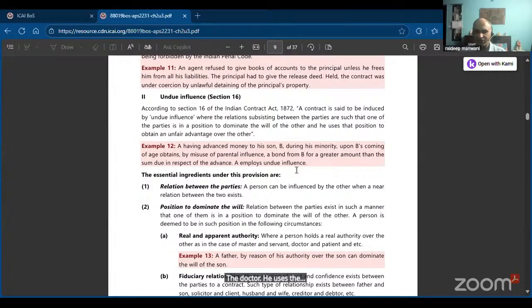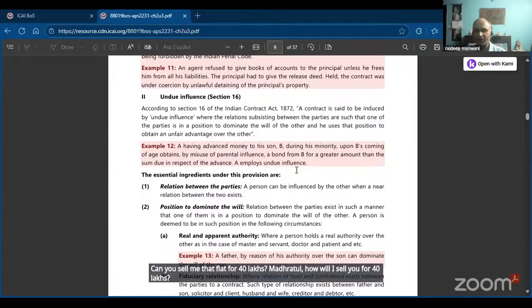He tells Adrut, I heard you have a flat in Rajaji Nagar. Yeah, I bought a flat for 60 lakhs some 2 years back. Now the value is 75 lakhs. Kushal says, I want to buy one flat. Can you sell me that flat for 40 lakhs? Adrut told, how will I sell you for 40 lakhs? Kushal will say, how will I give you the medicine?